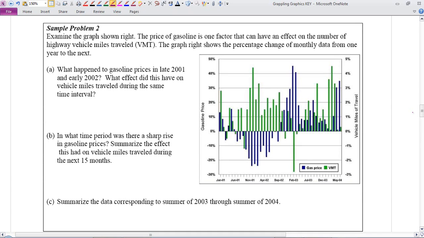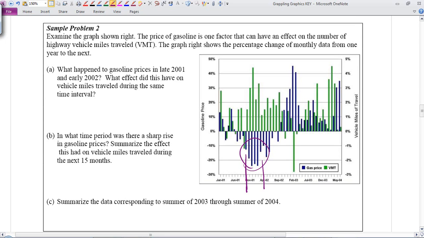Welcome back. All right, so what happened to gasoline prices in late 2001 and early 2002? Let's just answer that part first. What happened? Well, first you need to look at the graph. You need to identify that time frame. So late 2001 would be like November-ish of 2001, so somewhere around this range on the time scale. And then early 2002 would go maybe over here to somewhere before April-ish. So we're talking about this chunk of time right along in there.